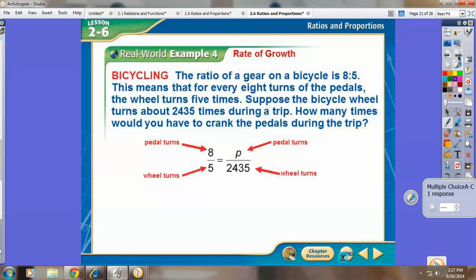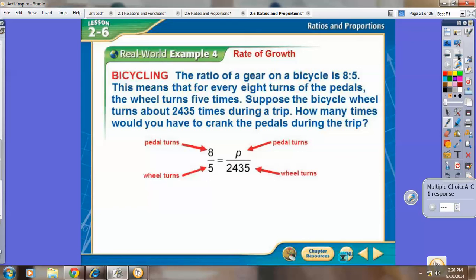Think about riding a bicycle. You pedal with your feet, right? And the big tire spins. You gotta pedal with your feet a lot more times than the big tire is spinning, correct? Okay. So what they're telling you is that ratio is 8 to 5. What is 8 representing? What about the pedals? How many times the pedals turn, correct?